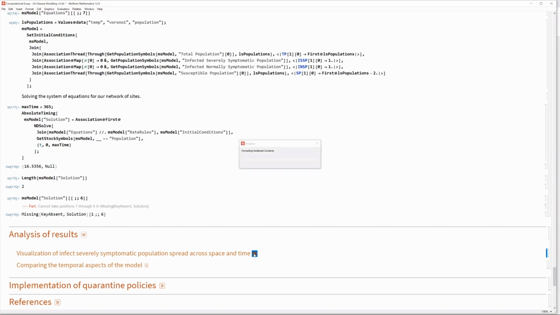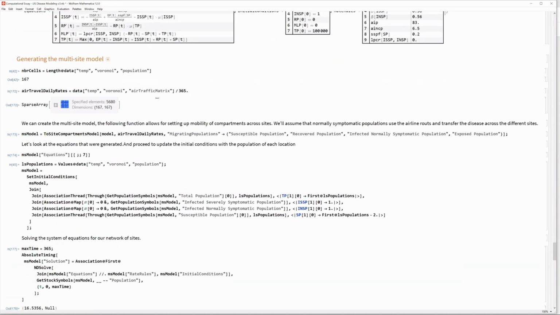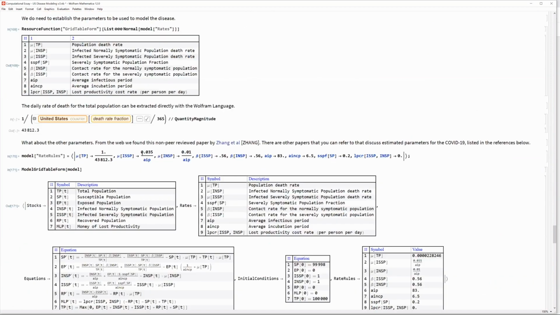Diego, you did not set up the initial conditions and the rates. Cell 45, you see? Yes, you're right. Yeah, so that needs to be set.